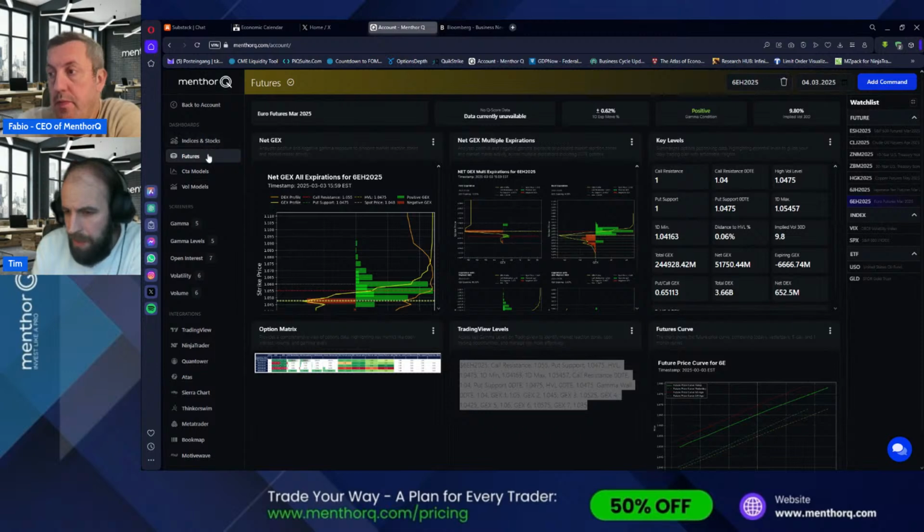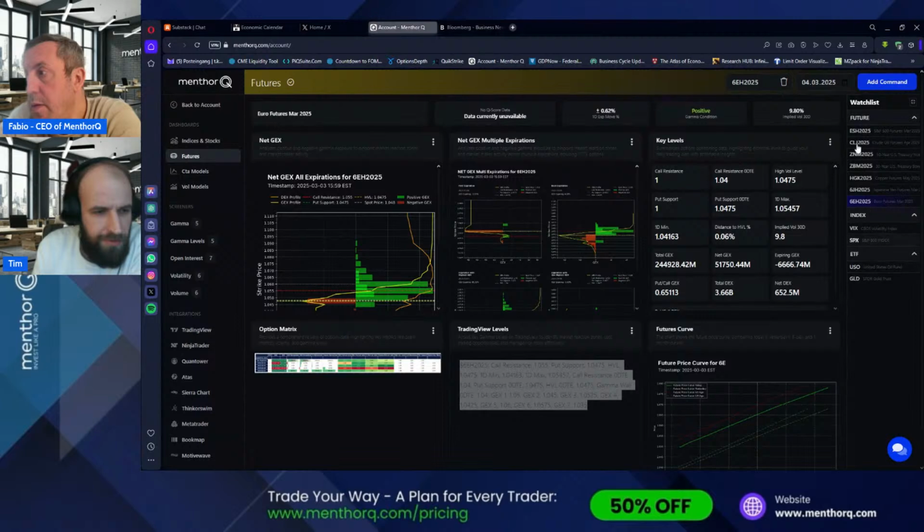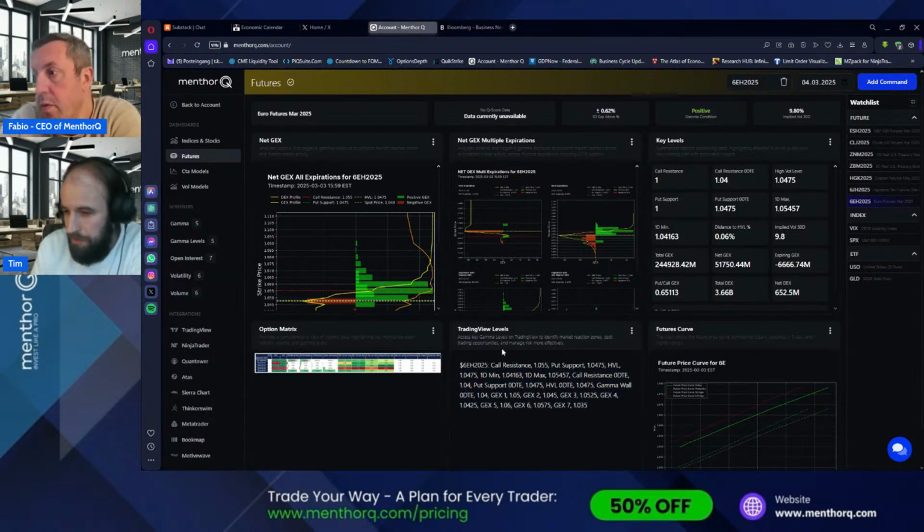And I always have my stuff pretty organized. It's now in TradingView on the right side here with the watch list, which is pretty cool. And there's some new data in it, of course, for futures. Pretty much all the stuff you need.